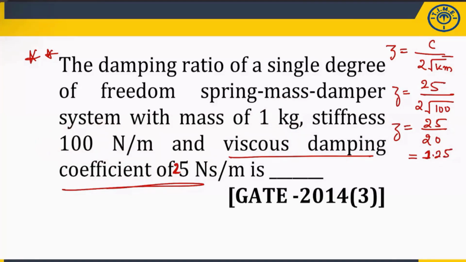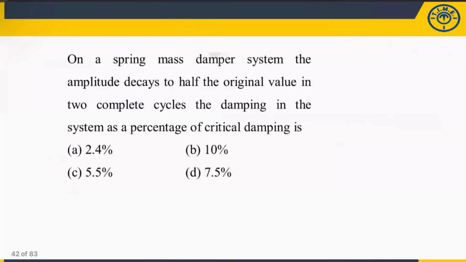Now the next question, can you please tell me what will be the correct answer? On a spring mass damper system, I will give you one hint. The amplitude decays to half of the original value in 2 complete cycles. Read the question carefully. That means he is talking about either x naught by x2, if x naught is the first amplitude, or you can consider x1 by x3. x1 by x3 is equal to 2.